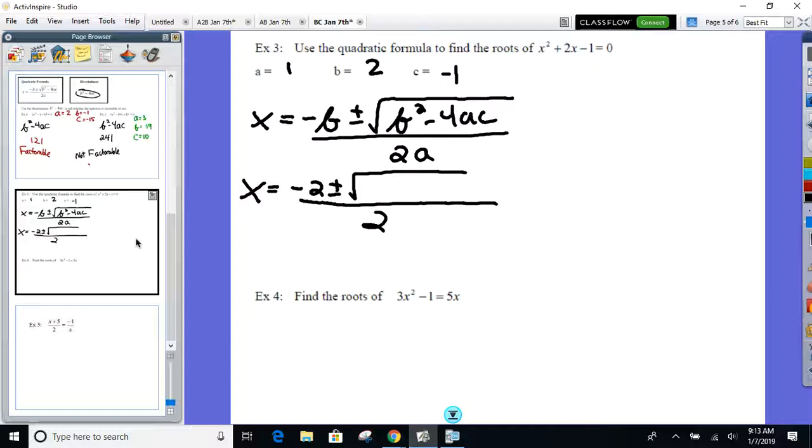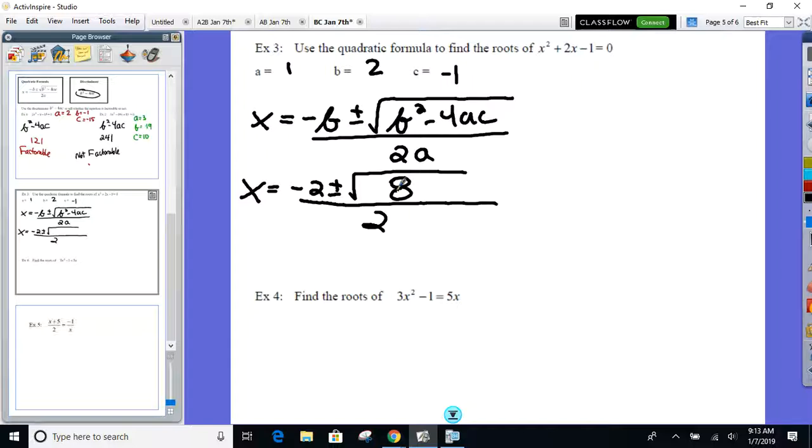Can we get an agreement? What's underneath that radical? 8? Perfect. I got an 8 underneath that radical. Everyone getting an 8? Okay. We're not done though. This is why we practice it.